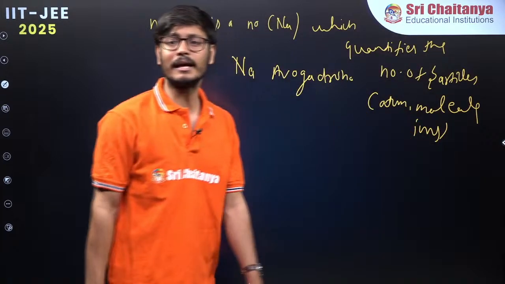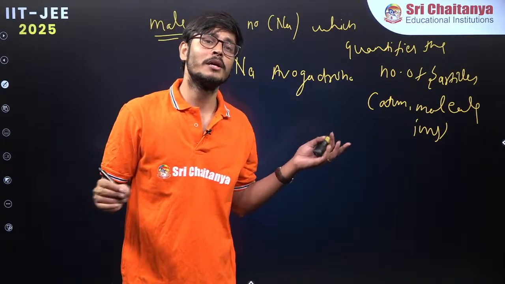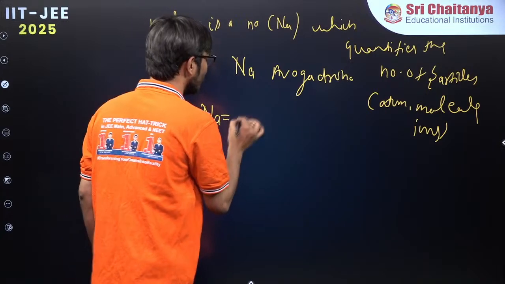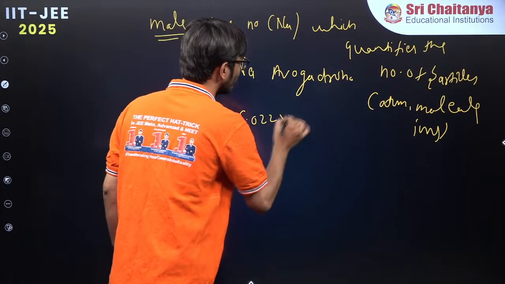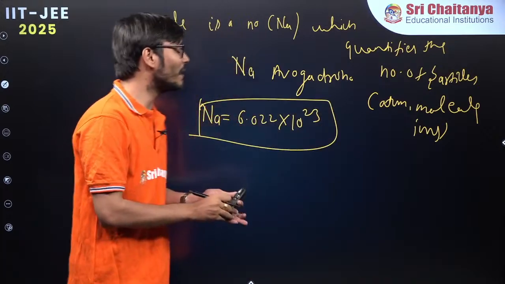Now let us say in a container there are so many atoms. So this number is a huge number. What is this number? 6.022 into 10 to the power 23. Avogadro number is a very big number.